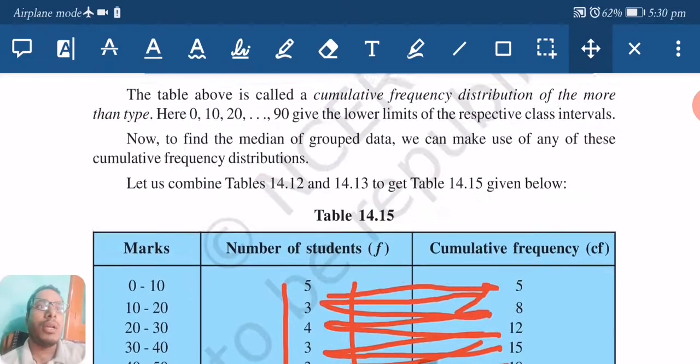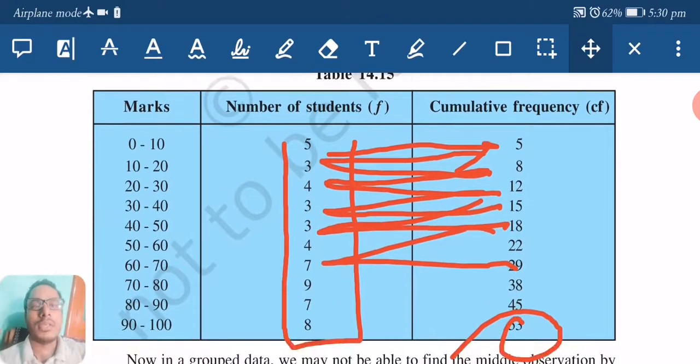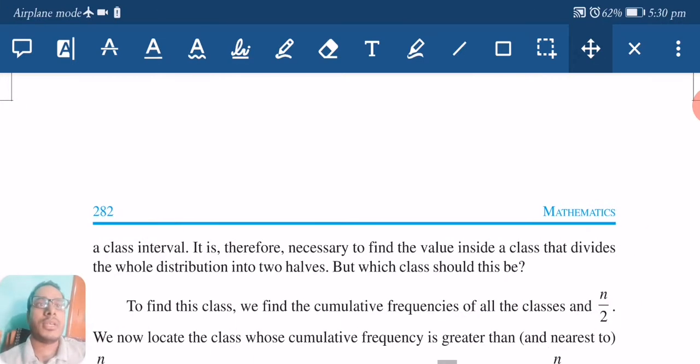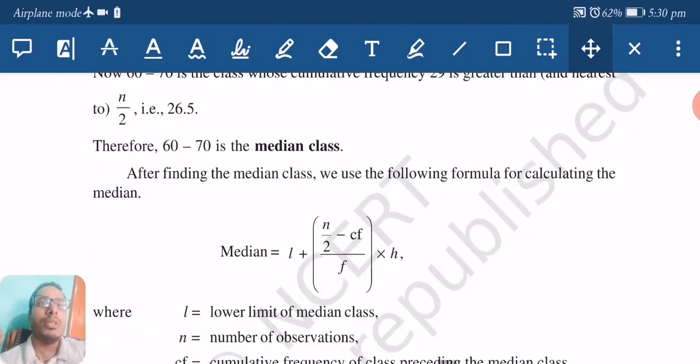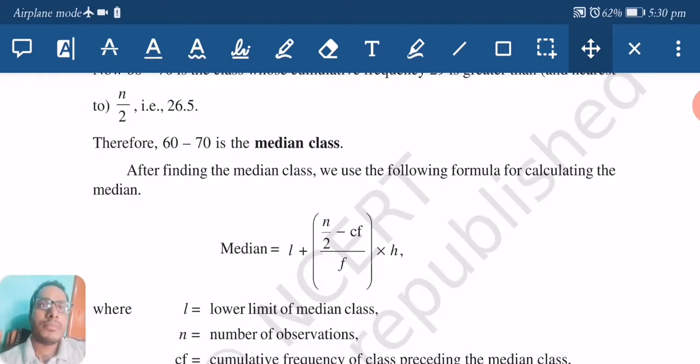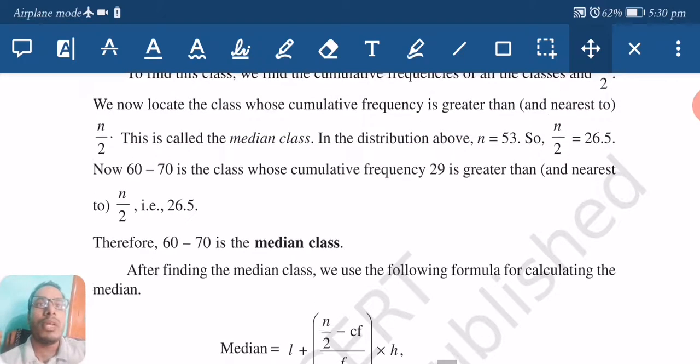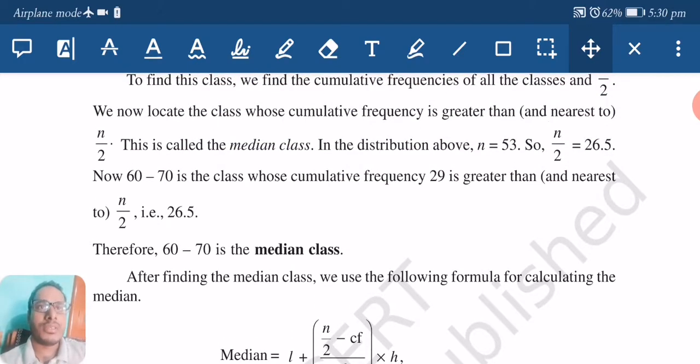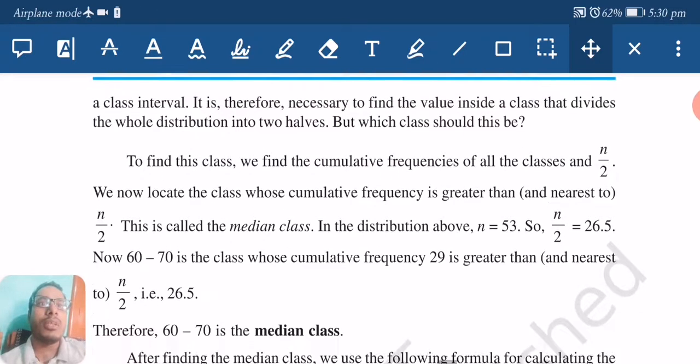Okay, now our next job is to find the median using the new formula. Because the formula we have learned in class 9th was for ungrouped data, not for grouped data. For grouped data we have got something new here for you, that is finding the median. How to find the median now? For that, first of all, we need to check what is the median class. To check what is the median class, we find the cumulative frequencies of all the classes and n by 2. We now locate the class whose cumulative frequency is greater than and nearest to n by 2. This is called as median class.